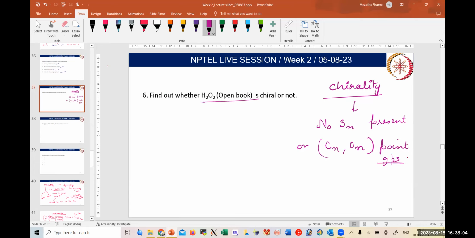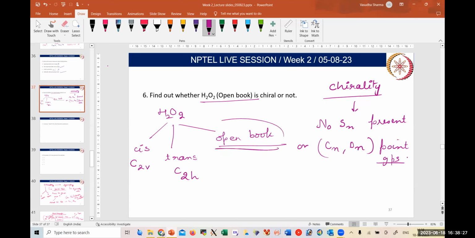Now, firstly, we know that H2O2 stays in 3 forms. One is cis, one is trans, and another is the open form. We have discussed in detail in the last live sessions. I'm not drawing the structure again, you can go back and check it. The cis is C2v, the trans is C2h. And we need to find out the point group of this open form first.